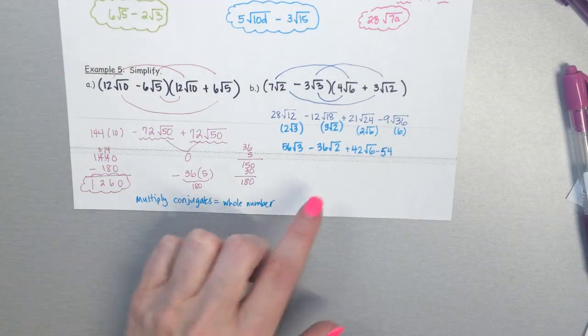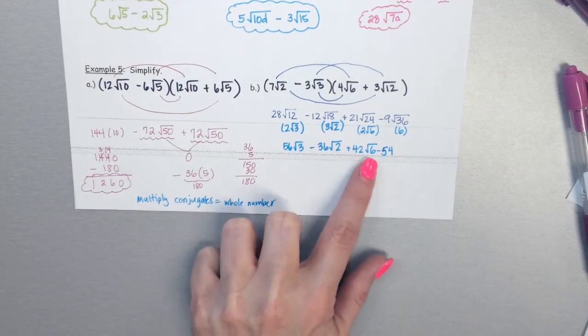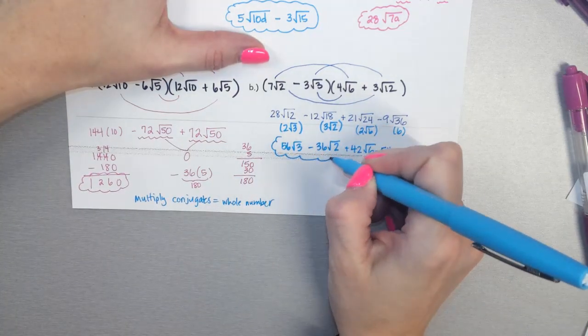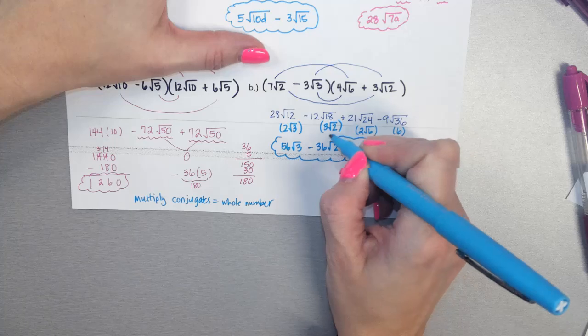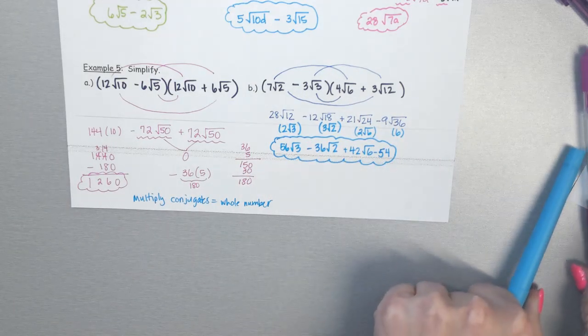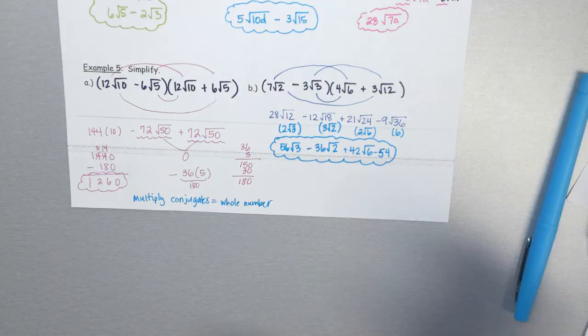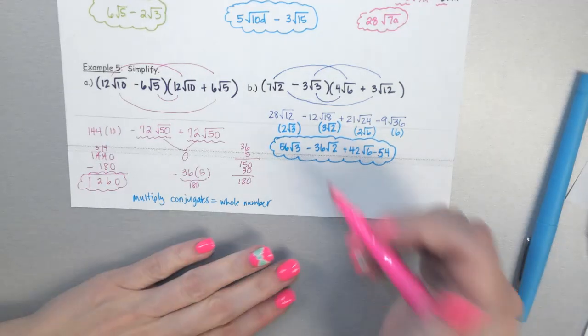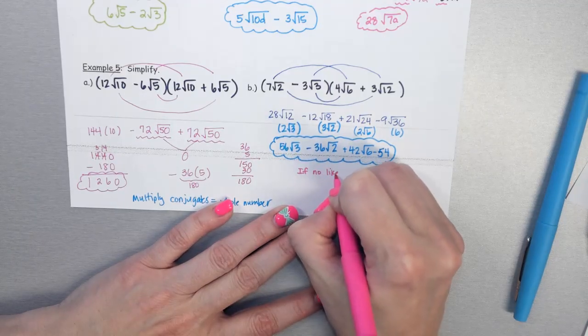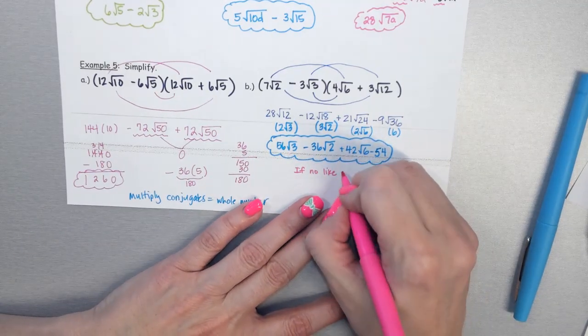Okay, now if you go through, you have root 3, root 2, and root 6. None of those are like terms. Okay, so this is going to be your final answer. I know that's a different looking answer than we're used to, but that is perfectly fine. Okay, so if you have no like terms, you can just keep it in your FOILed order.